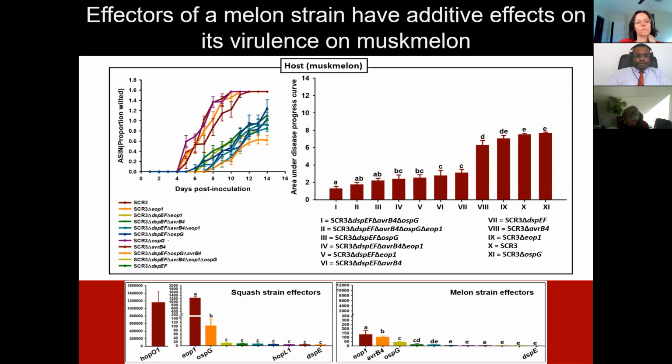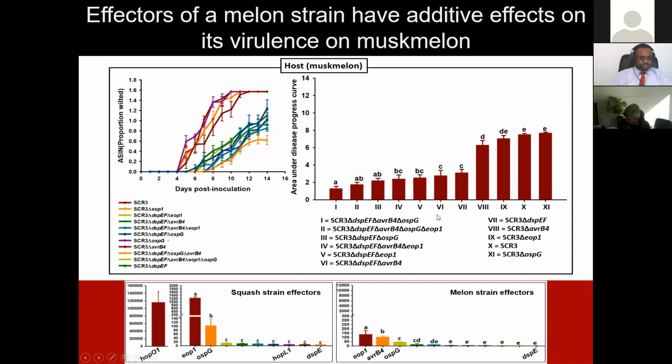We evaluated the quantitative contribution of the 4 melon strain effectors to virulence using pyramided mutants. And what we actually found was that the major effectors that had measurable individual contributions to fitness were only AVRB4 and DSPE. And the loss of the DSPE together with the chaperone actually had the largest impact on virulence among these strains.